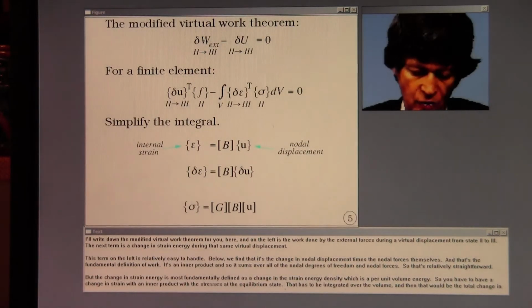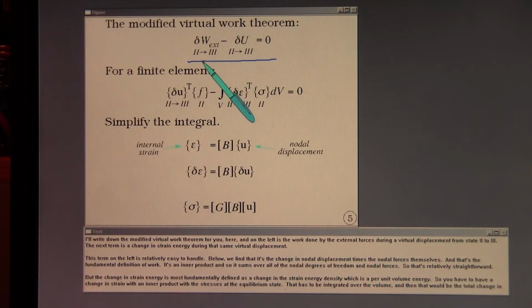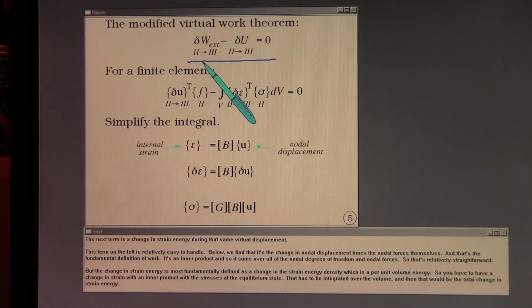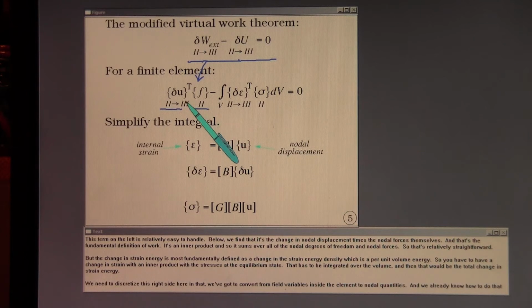I'll write down the modified virtual work theorem for you here. And on the left is the work done by the external forces during a virtual displacement from state 2 to 3. The next term is a change in strain energy during that same virtual displacement. This term on the left is relatively easy to handle. Below, we find that it's the change in nodal displacement times the nodal forces themselves. And that's the fundamental definition of work. It's an inner product, and so it sums over all of the nodal degrees of freedom and nodal forces.